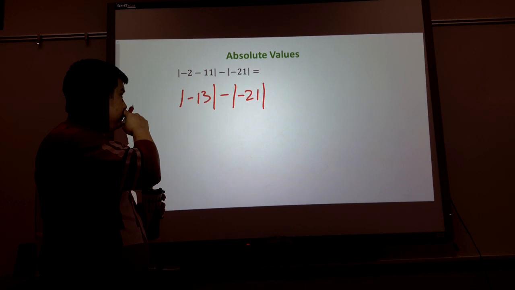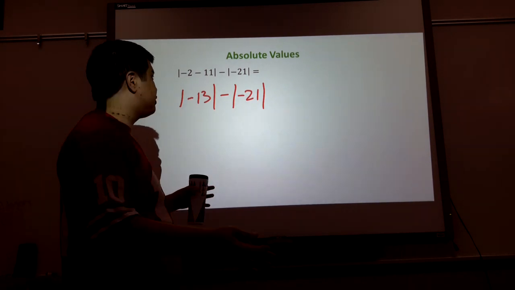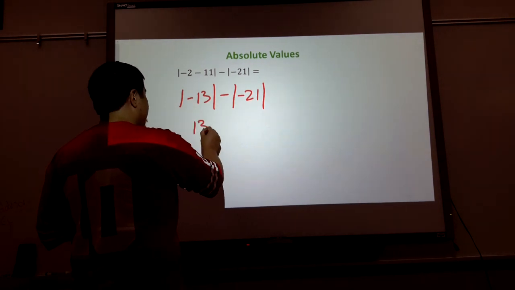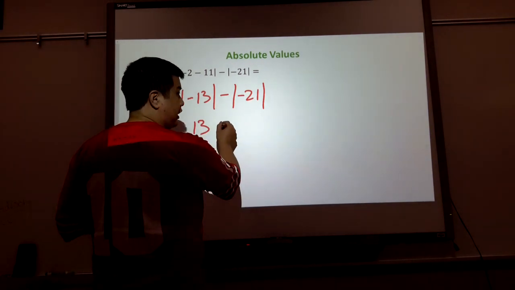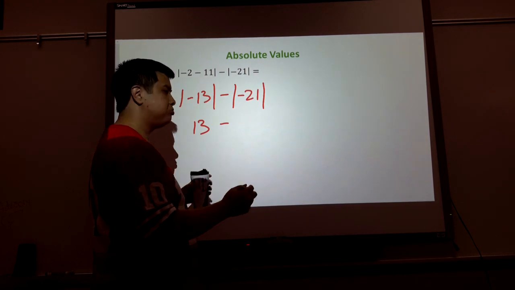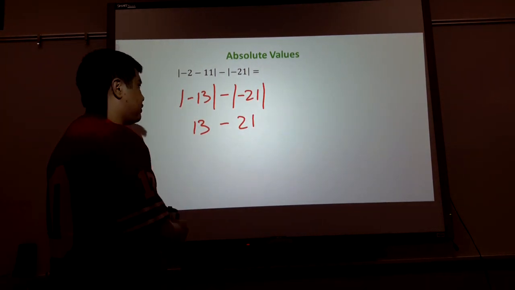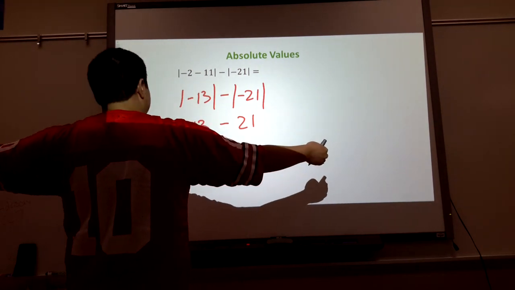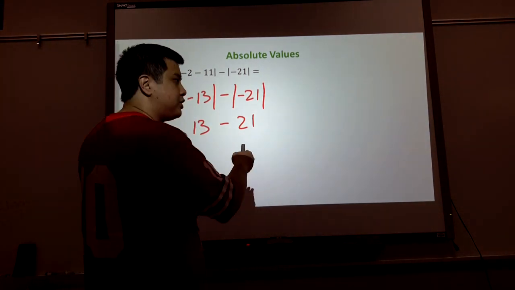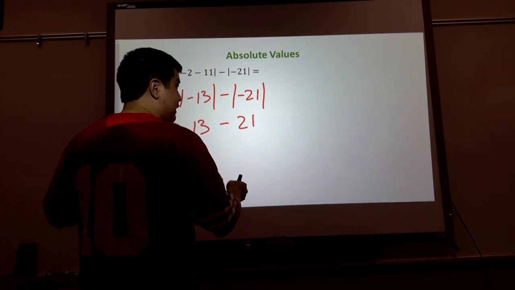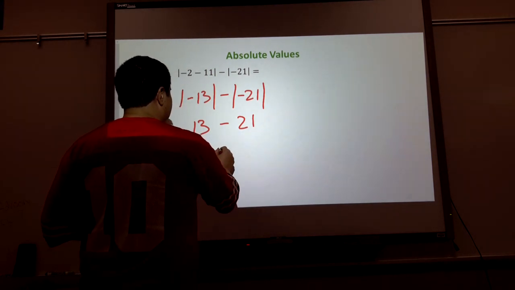As a result, we start by taking the absolute values of -13 and -21. The absolute value of -13 is 13. The absolute value of -21 is 21. Now we have to do 13 minus 21. So we start at 13 and move 21 spaces this way, which means we go past 0 and go an additional 8 steps, which gets us to -8.